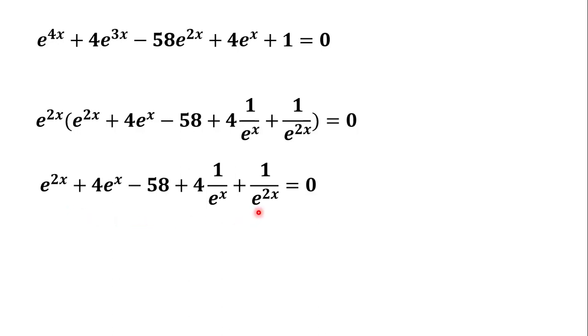Now we can write together the terms that have the same exponents: e to the power 2x and 1 over e to the power 2x, e to the power x and 1 over e to the power x. Now I can factor out 4 from these two terms.